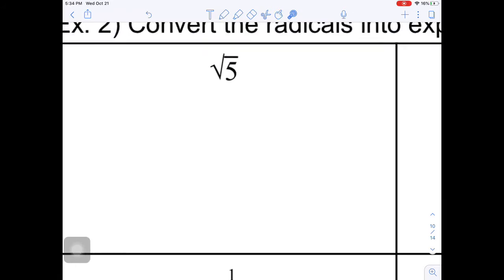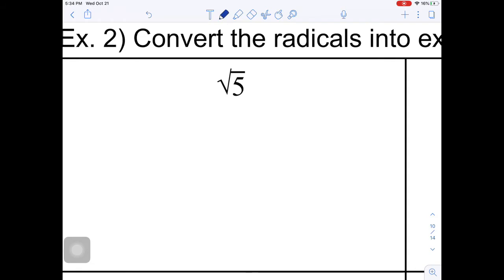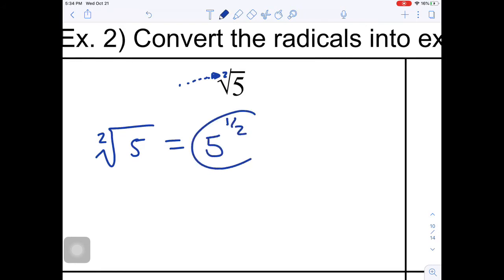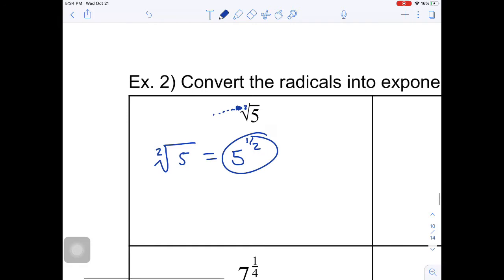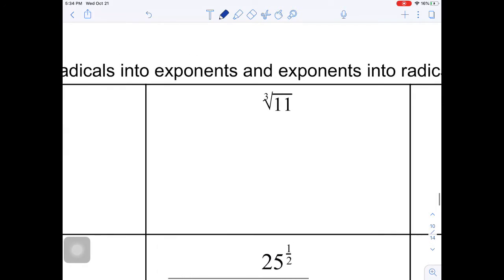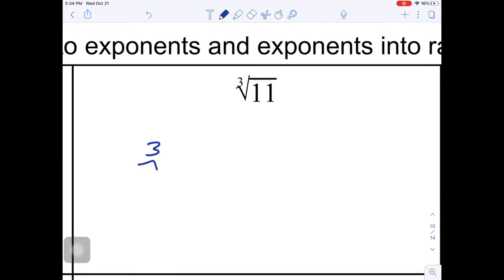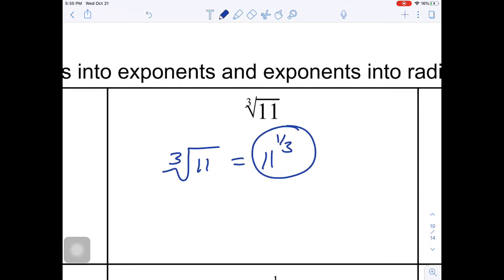So here we have a radical, number 5 is a radical. And remember, if there is nothing there, that means there's a 2. Okay, so this is square root 5. And our index is 2. So I can represent this as 5 to the power of 1 over 2. So there's my fractional exponent. Let's move on to the next one. Here I have cube root 11, and my index is 3, so that becomes 11 to the power of 1 over 3. So there's my fractional exponent.